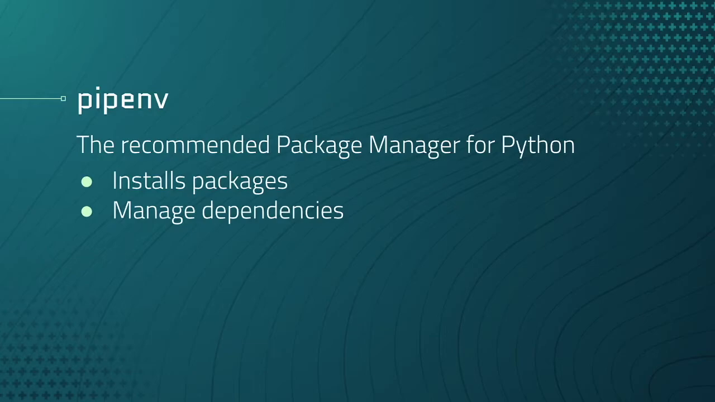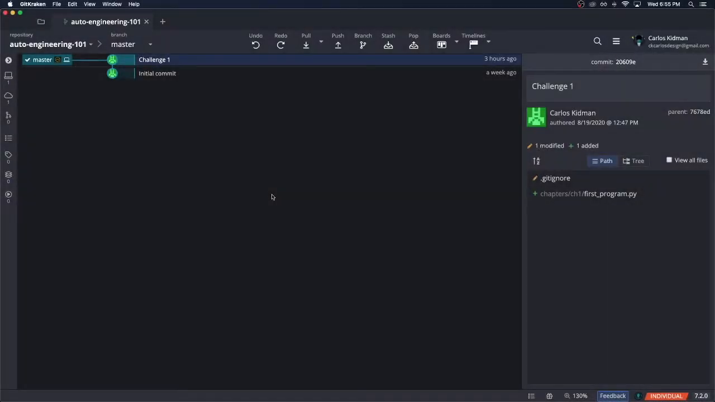Before we get started, let's open Gitkraken and create a branch specifically for Chapter 2. To create a branch, simply click the Branch button and then give it a name. In our case, I'm just going to call it Chapter 2 and press Enter. That's it. Now, Git is outside the scope of this course, but I will provide links to resources if you want to learn more. Let's move on to a terminal to install pipenv.